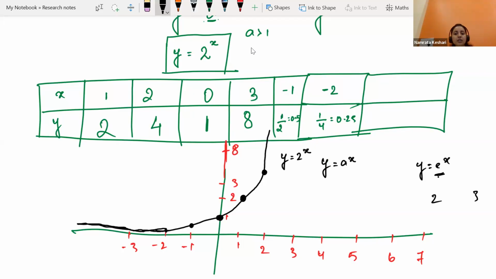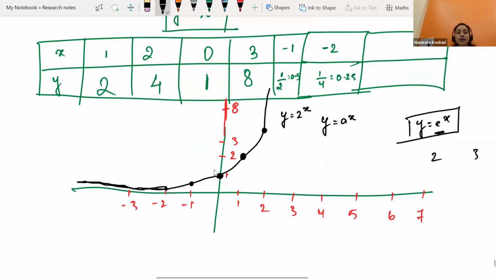Okay, so you can understand, if we take any number to the power x, that is called an exponential function. So yeah, y is equal to e to the power x is also an exponential function. Okay, and this is how we'll be having the graph of an exponential function. Getting it, Fatima? Yes, ma'am.